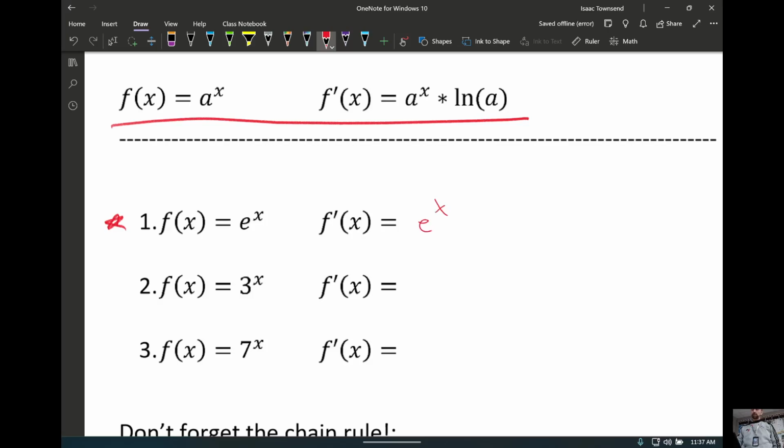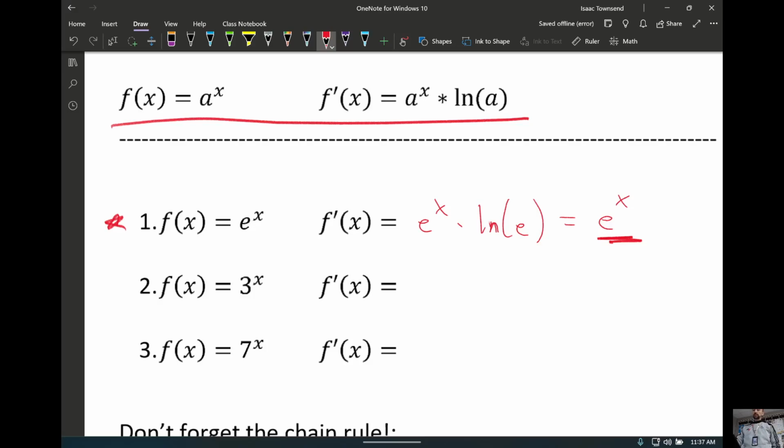E to the x. But if I follow their formula, it says it's e to the x times the natural log of what? E. And what is the natural log of e? 1. Which is why we don't need to say that all the time. But when the base is not e, the natural log of the base is not 1, and then it's important to keep up with that.